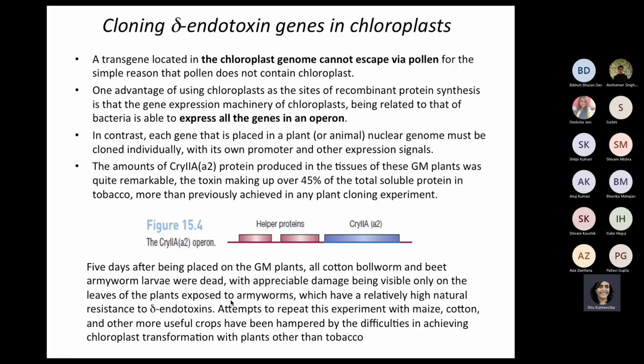wild type plants. But at the same time, I also want to tell you that chloroplast transformation is not an easy thing. It has been successfully done in only a few plants till now. One of the early ones being tobacco, but it is considered a very difficult process, and scientists are still trying to optimize this particular method.